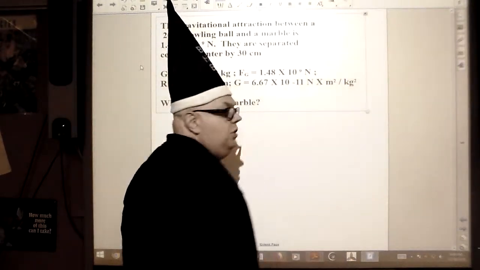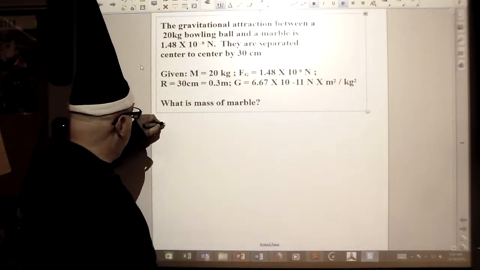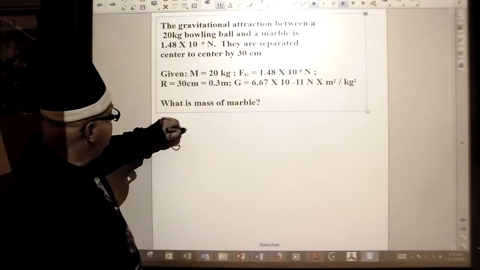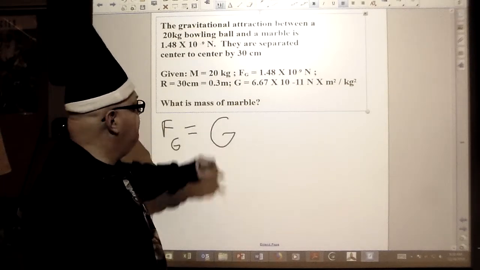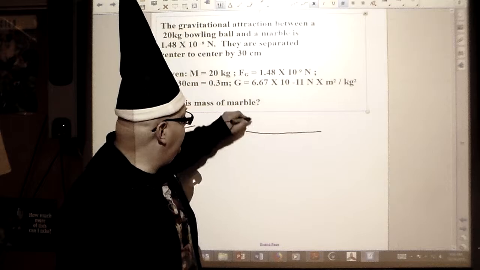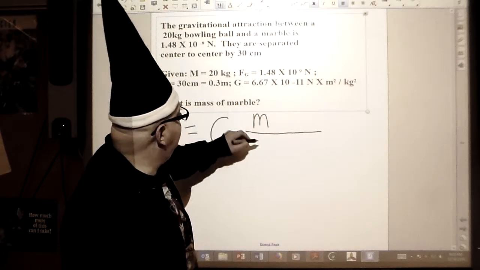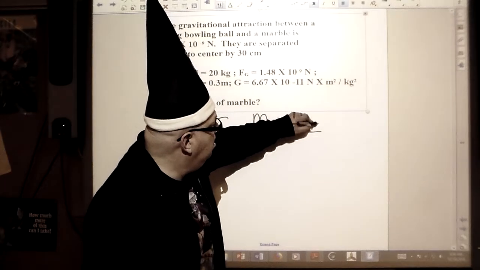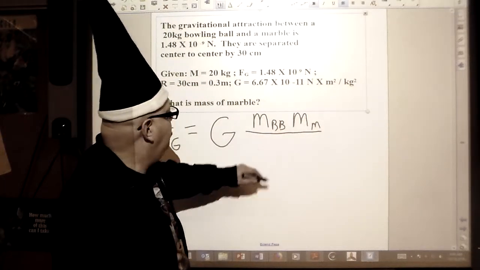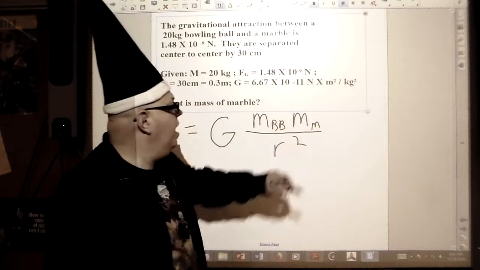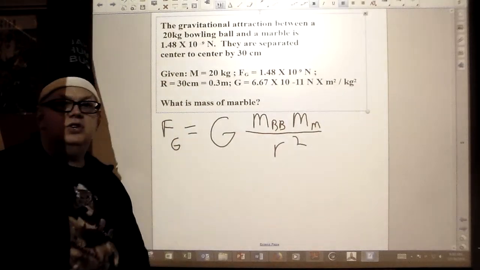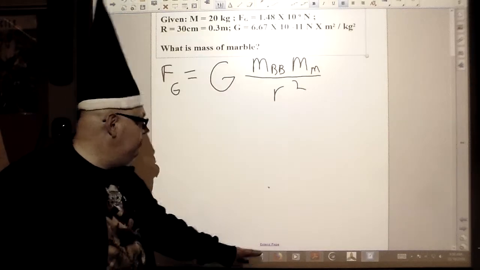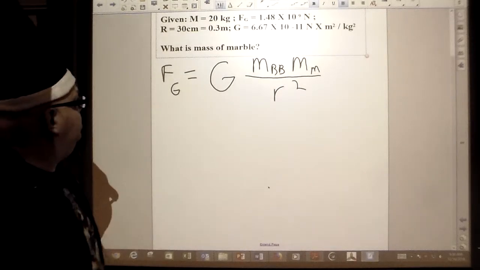That's the idea. So, what's our formula? Well, our force due to gravitational is equal to the gravitational constant multiplied by the mass, in this case of our bowling ball, times the mass of our marble divided by the radius squared between them center to center. So we wrote out the formula for it. Now we just need to plug in our values.